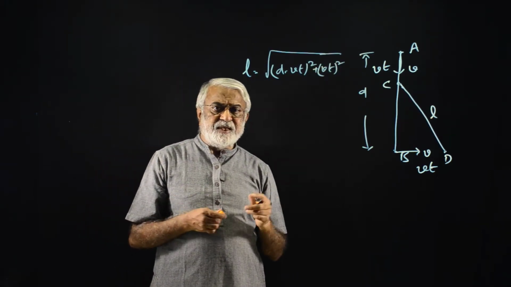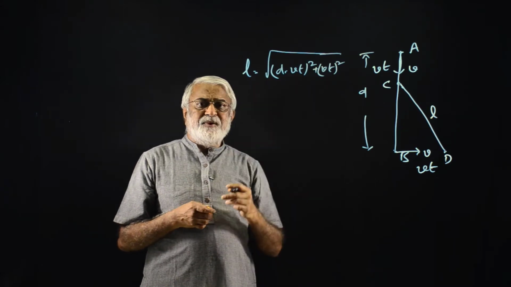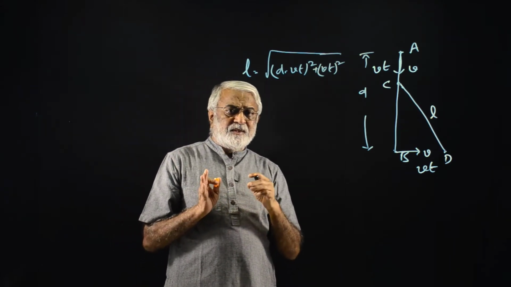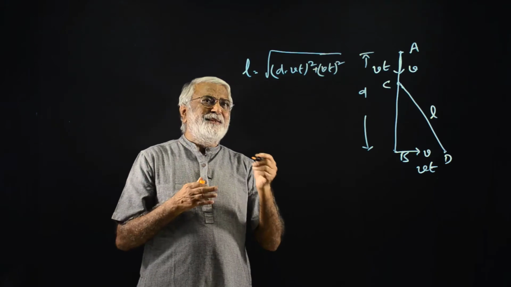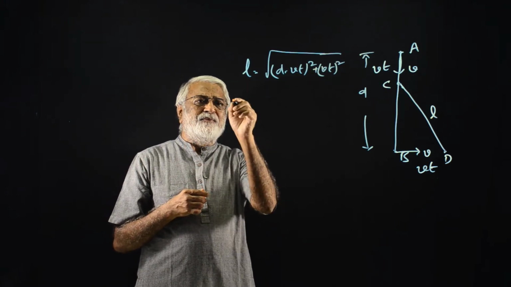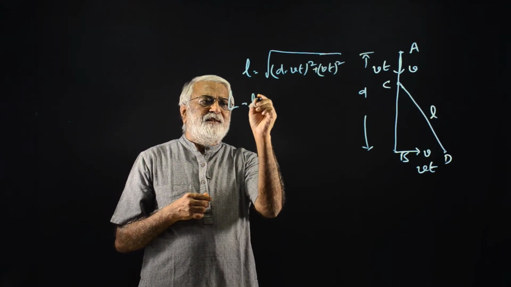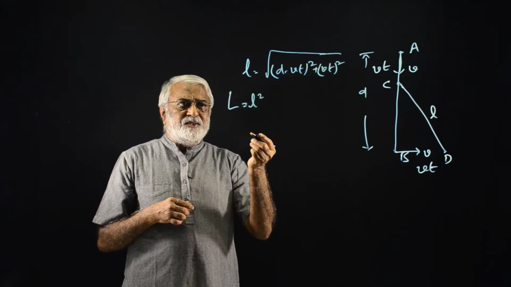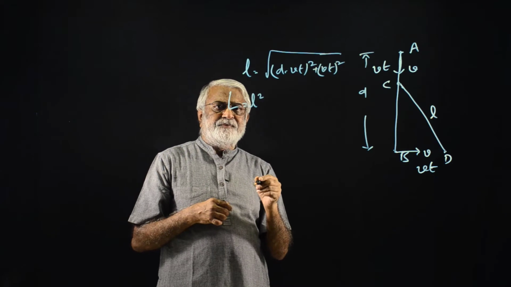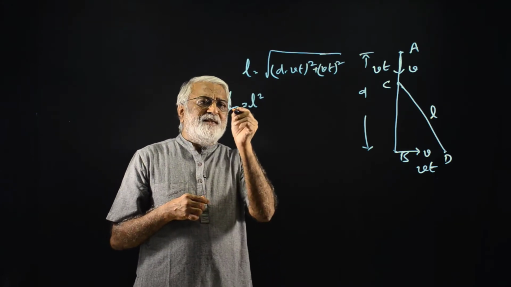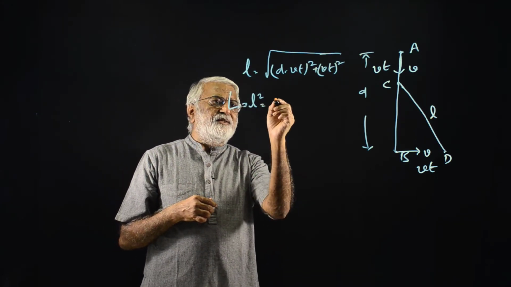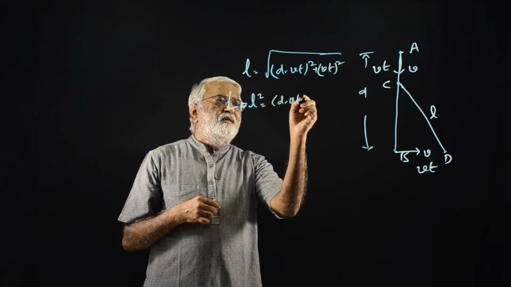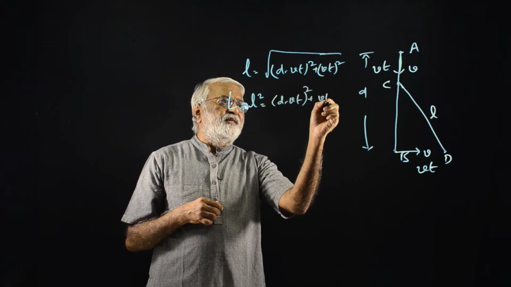We want to find its minimum. We can differentiate L and find the minimum, but I think we can as well differentiate the square of L. Here L is positive, and the minimum of L squared would also be the minimum of L. So capital L squared will be (D minus Vt) whole squared plus (Vt) whole squared.